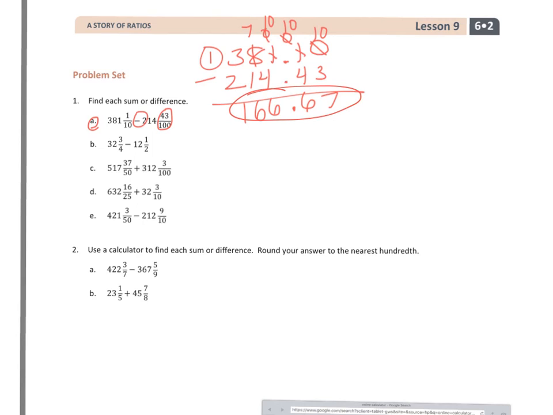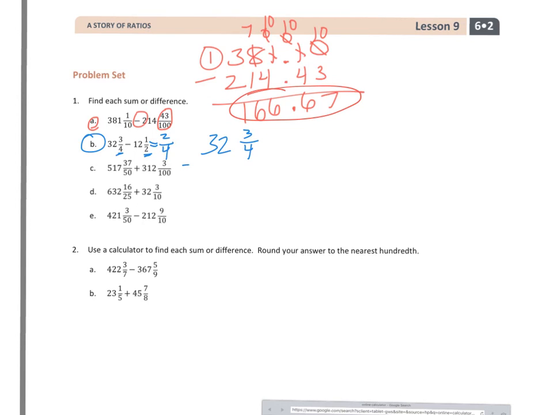Let's do B, because that one, I see 3/4 and a half. So 32 3/4 and 12 1/2. And I know that a half is the same as 2/4. So I actually feel like I'm going to do this one as a fraction, because it's just easy to find a common unit.